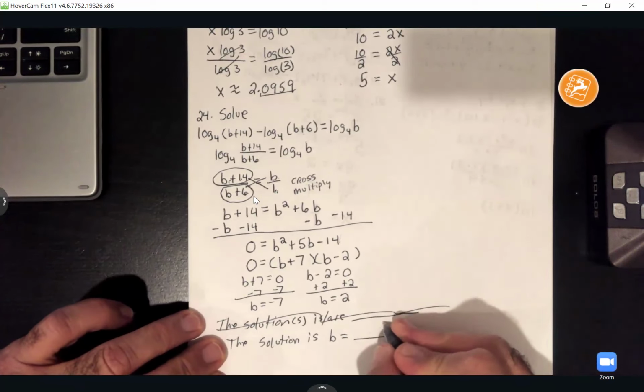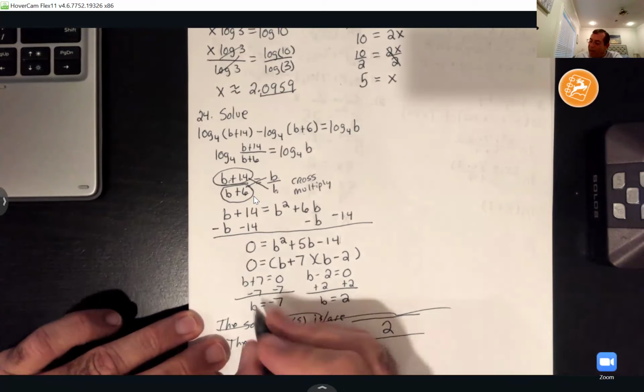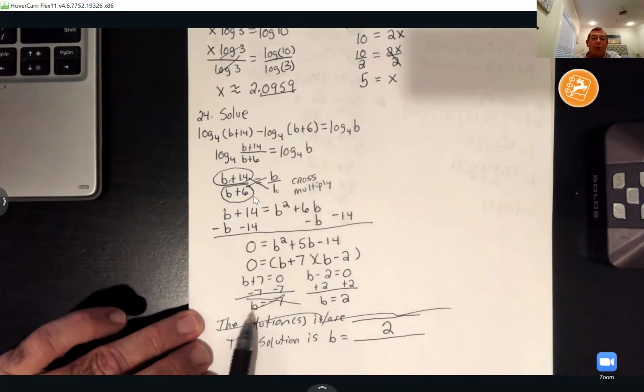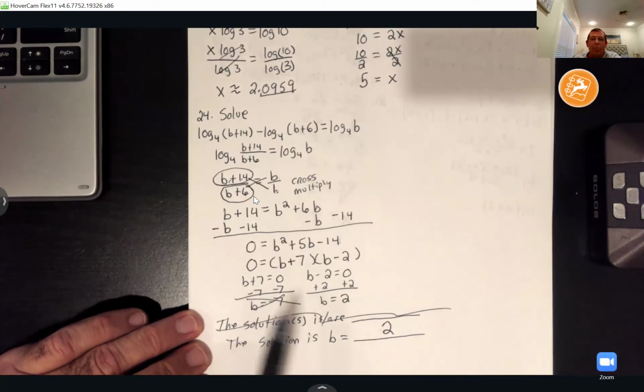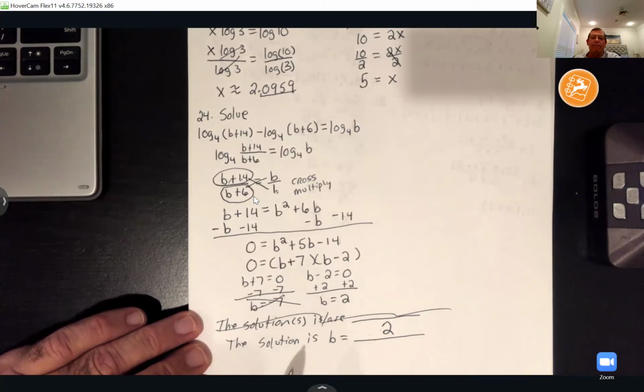Oh, I heard it. It's going to be only the 2. Remember, you cannot do logs of negative numbers. So on that one, we're only taking the positive answer, okay?